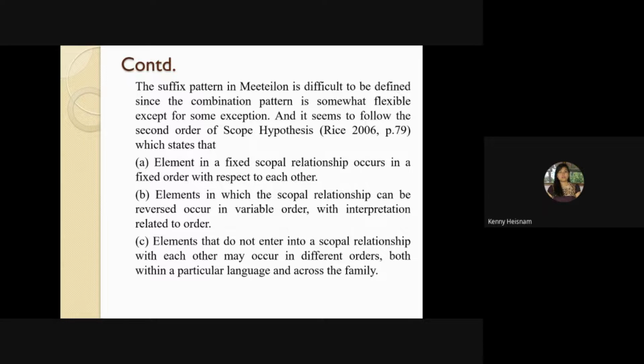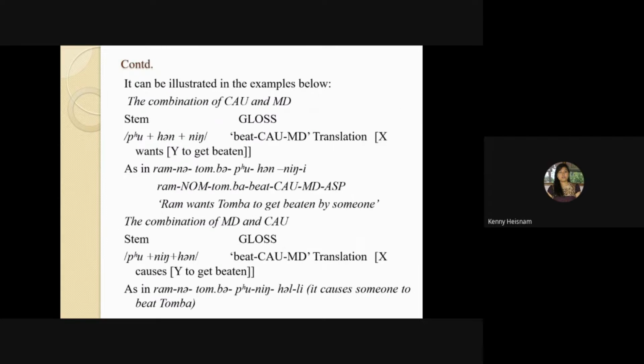it is that elements in which the scopal relationship can be reversed occur in variable order with interpretation related to order. And elements that do not enter into a scopal relationship with each other may occur in different order, both within a particular language and across the family. So it can be illustrated with the following example: the combination of causative and mood.